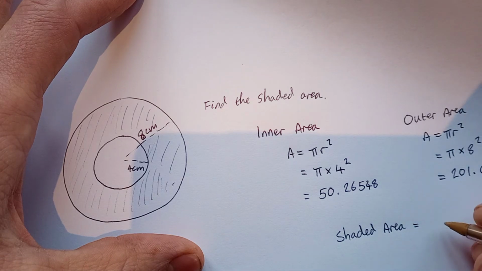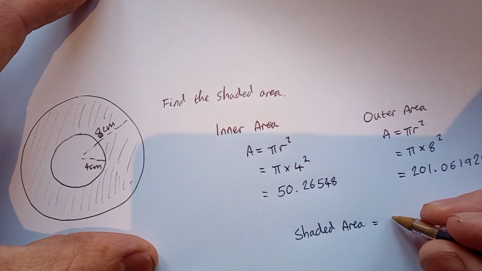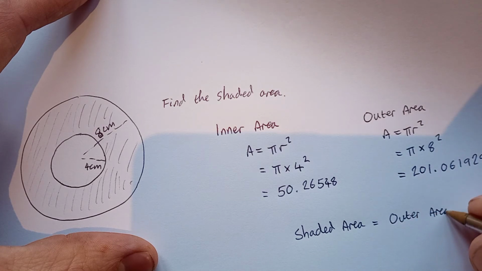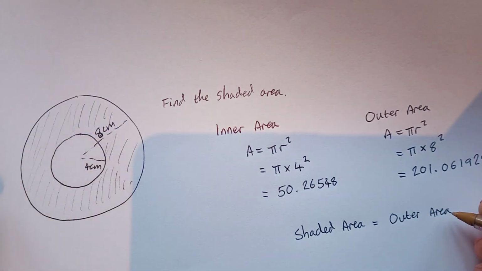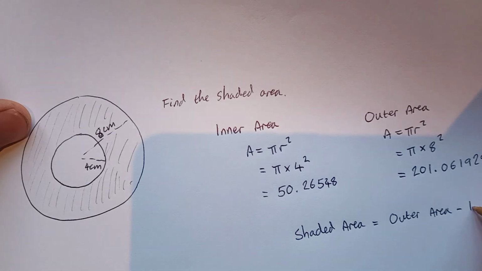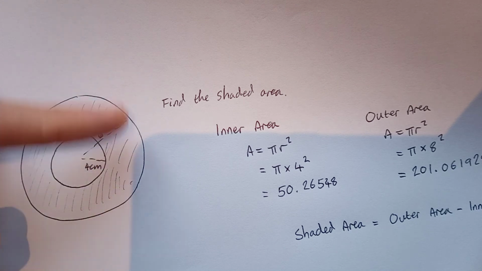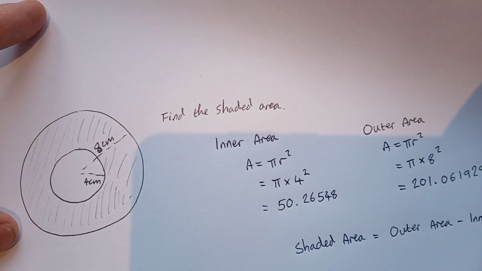Now the last thing we need to do is we want shaded area. Well, what's our shaded area here? Well, our shaded area is our outer area, which is that whole circle here. Take away our inner area. So we're taking away the white bit here from the whole thing, and that will leave us with that bit that's shaded in.